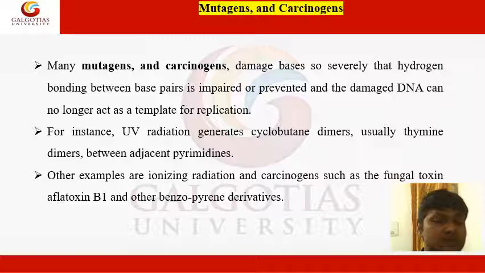The mutagens and the carcinogens. Many mutagens and carcinogens damage the bases so severely that hydrogen bonding between the bases is impaired or prevented, and the DNA damage can no longer be repaired. For example, UV radiation generates cyclobutane dimers, usually thymine dimers between adjacent pyrimidines. Other examples are ionizing radiation and carcinogens such as the fungal toxin aflatoxin B1 and other benzopyrene derivatives.